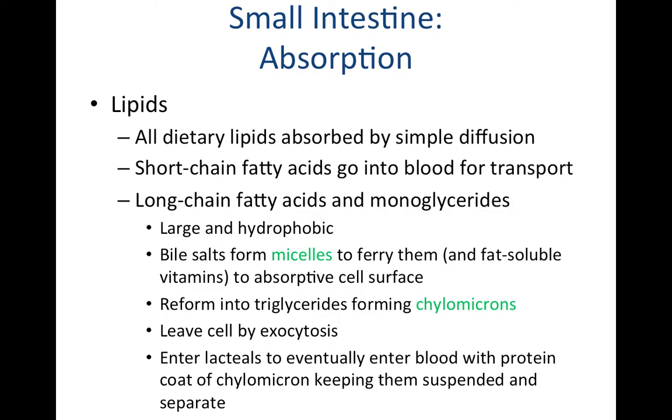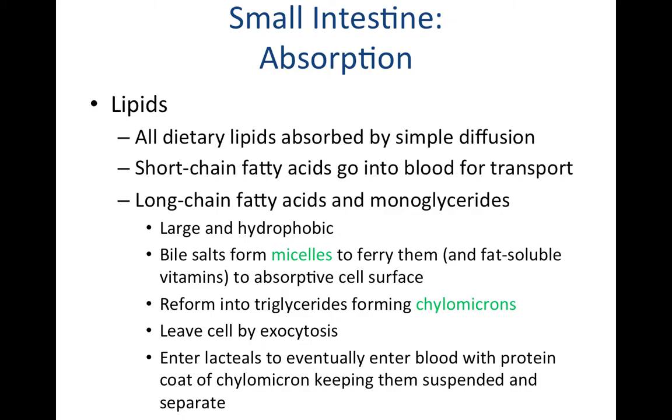Short-chain fatty acids will go into the blood for transport, but the long-chain fatty acids and the monoglycerides, so that is one fatty acid, mono, combined with glycerol. If you remember your structures, you have triglycerides, which have 3 fatty acids, tri, bound to glycerol. So you can take 2 of those off, and then you'd be left with a monoglyceride, for example. But these fatty acid chains and monoglycerides are pretty big, and they're also hydrophobic, so they don't dissolve in water very easily.